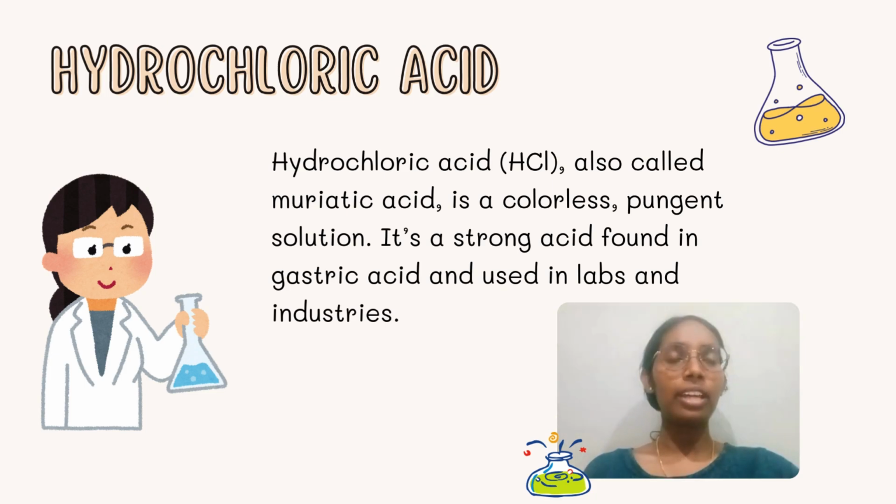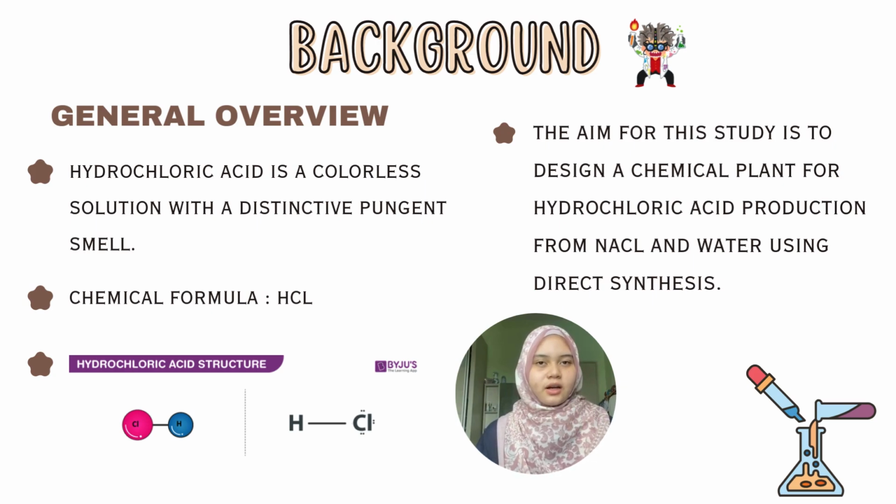What is hydrochloric acid? Hydrochloric acid, whose formula is HCl, is called muriatic acid, which means spirits of salt. It's a colorless and pungent solution, which means it has a strong smell or taste. It's a strong acid found in gastric acid and used in labs and industries. General overview: hydrochloric acid is a colorless solution with a distinctive pungent smell. The chemical formula is HCl and the structure is like this.